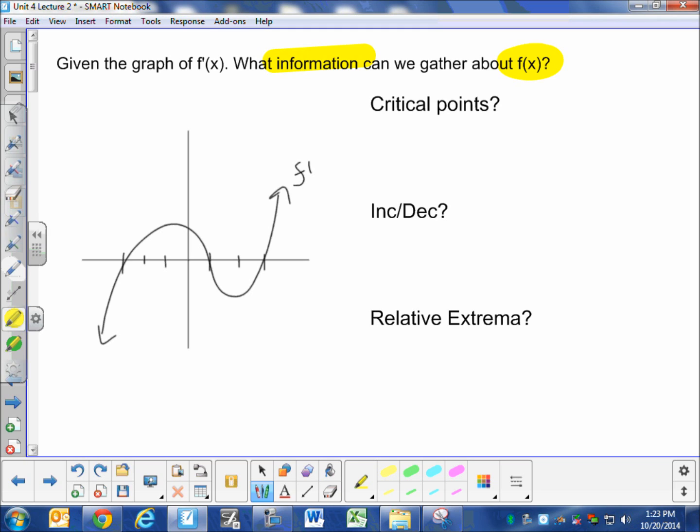Looking at f prime, can somebody tell me the critical points of f? The x values, at least. You're not going to be able to tell me the y's. -3, 1, and 3. Good. At -3, 1, and 3, f prime is equal to 0.